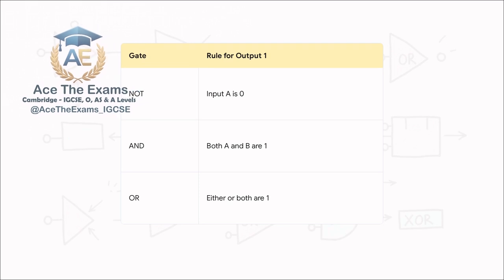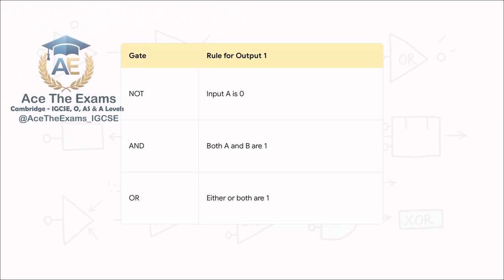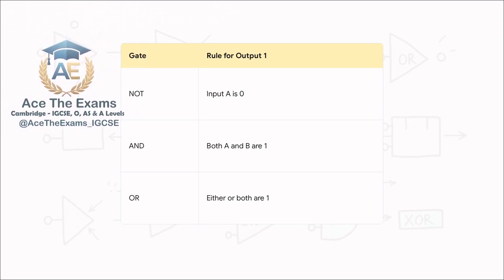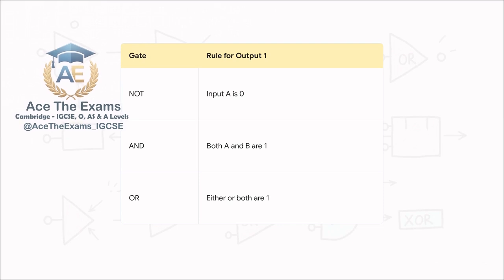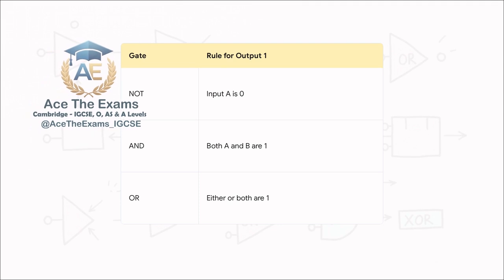Oh, and before we move on, I really want to highlight a critical rule from our source material here. The NOT gate is absolutely the only single input gate we'll be dealing with. For the IGCSE level, all the other gates we cover are strictly limited to 2 inputs. Remember that, it's going to save you marks later.